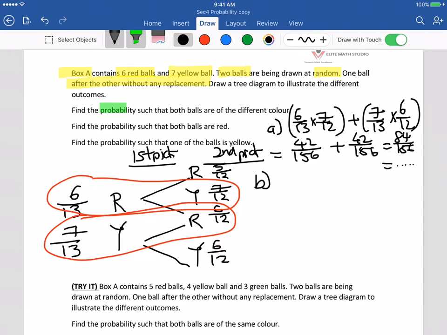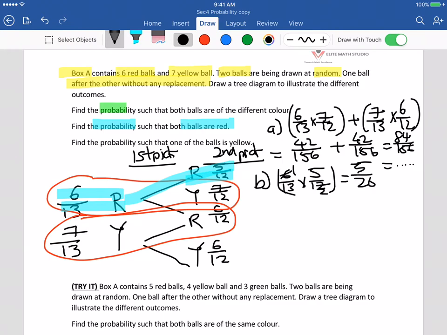B, what's the probability that both balls are red? Both balls are red, so it should be here and here. So it's simply 6 out of 13 times 5 out of 12. The answer, cancel 1, cancel 2, is 5 out of 26.